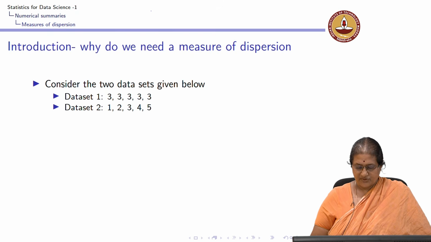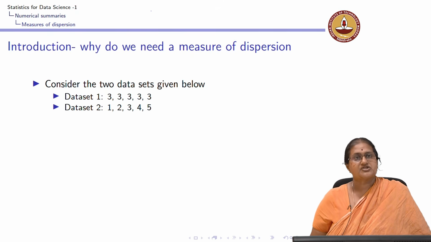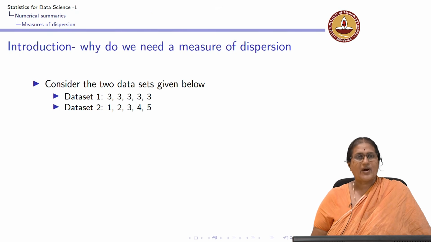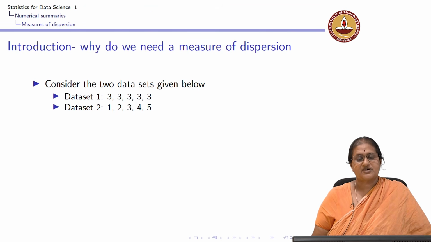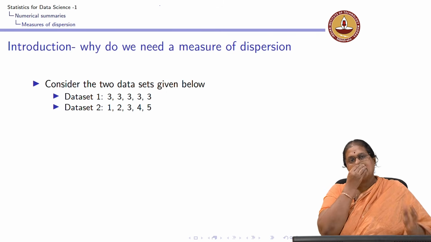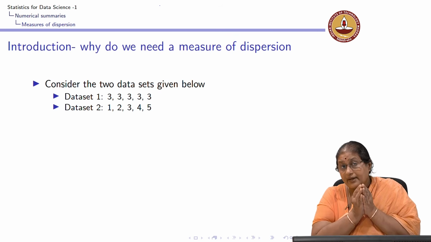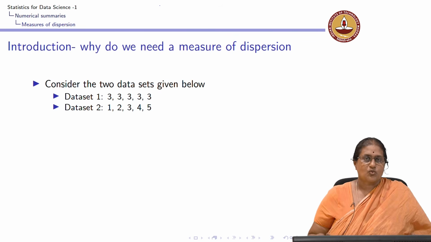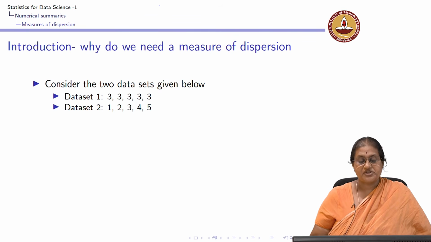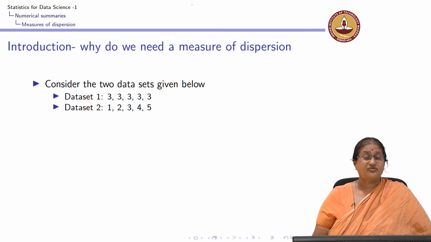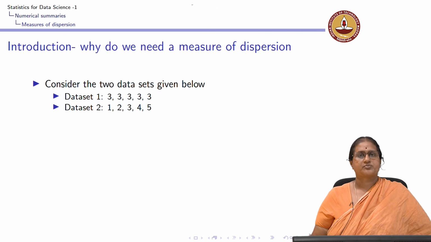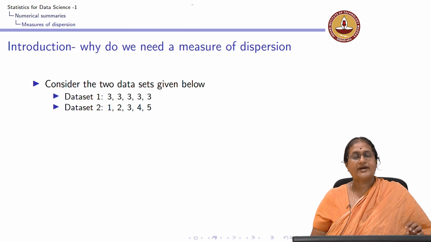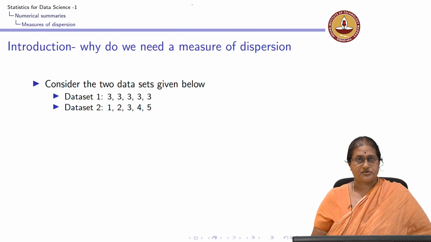The next thing which we are going to look at is measures of dispersion. So why do we need to know about measures of dispersion? Measures of central tendency actually capture what we call the center or the typicalness of the data set. So what does a measure of dispersion capture? Even before defining what a measure of dispersion is, let's understand why we need a measure of dispersion.